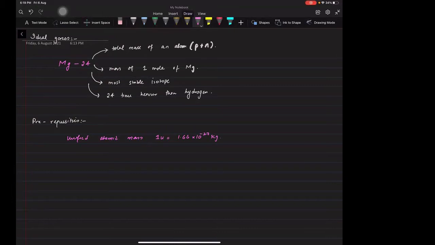Now the question is, where does this really come from? This value is 1/12 the mass of a carbon-12 atom. So if you calculate the mass of carbon-12 and you make it into 12 parts, one of those parts is 1.66 times 10 raised to minus 27. That is why this is a constant value. Theek hai mere bachchon?